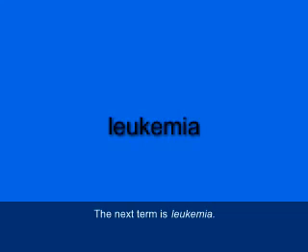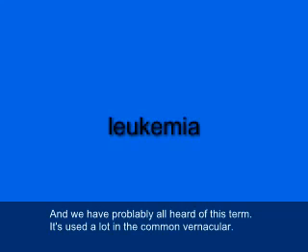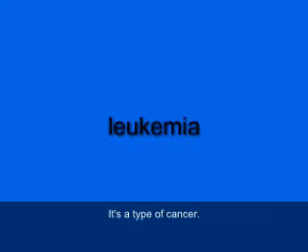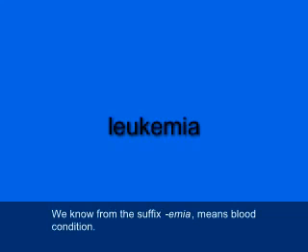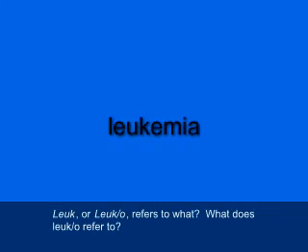The next term is leukemia. Leukemia, and we've probably all heard of this term. It's used a lot in the common vernacular. It's a type of cancer. We know from the suffix emia means blood condition, and leuko refers to what? What does leuko refer to?